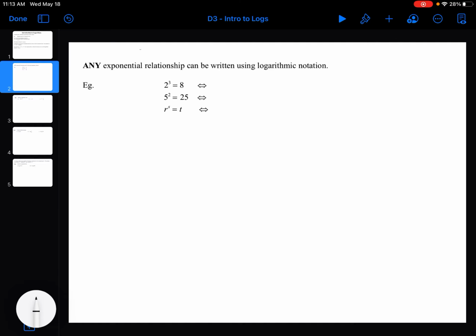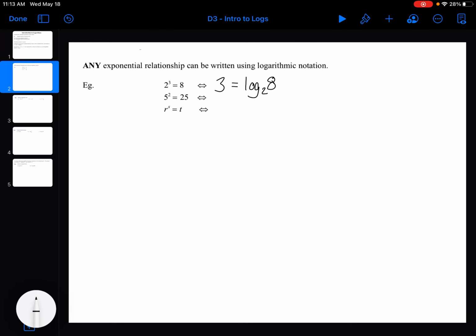So if we were to rewrite these as logarithmic notation, the exponent's always going to be by itself. We're writing the word log, or logarithm, and our base doesn't change. So in this case, our base is 2, and we're taking the log of 8. So this says log base 2 of 8. 2 to what exponent gives me 8 is what we're solving here.